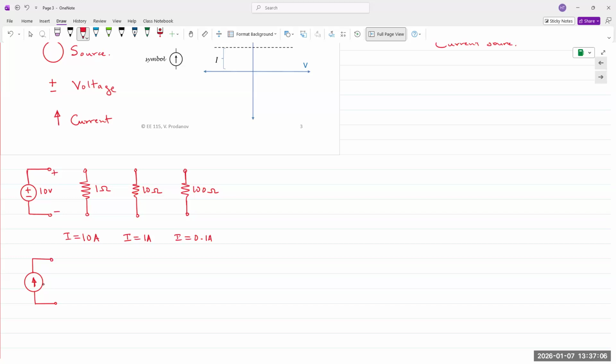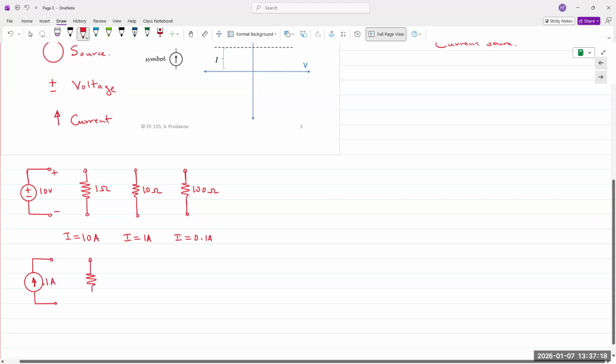It's the exact same box that we're going to use for the entire quarter, actually for the rest of your year. So let's say we have a 1 amp current source, and we connect a 1 ohm resistor to this. So the voltage would be 1 volt. If you change the resistance to 10 ohms, the voltage would be 10 volts. If you change the resistor to 100 ohms, the voltage would be 100 volts.